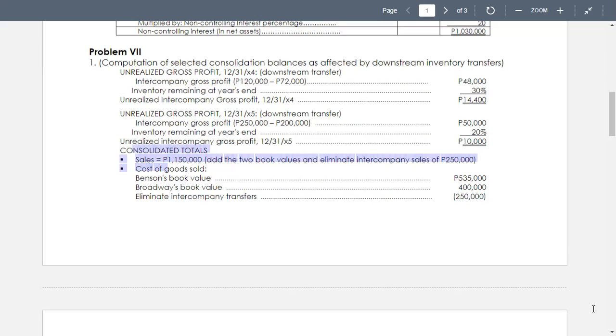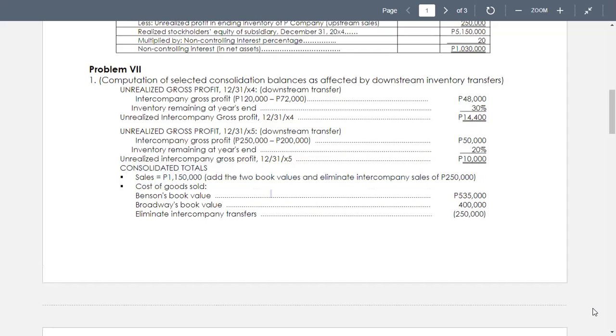Okay, now take note that we have your recording of the unrealized profit. We are asked to determine the consolidated balances for the accounts. So we have now the consolidated totals, sales, 1,150,000, which is taken by adding the two amounts, and eliminate 250,000. So 1,400,000, that's the sum of 800,000 and 600,000 given in the book on page 430.